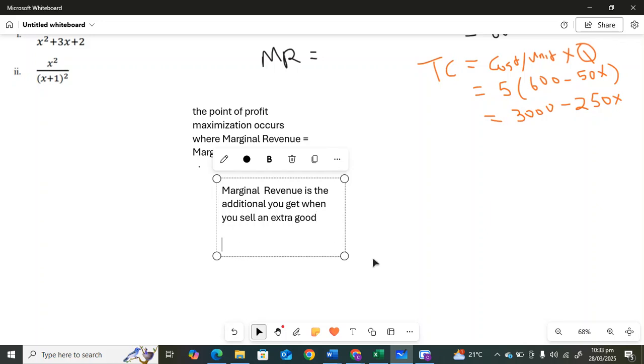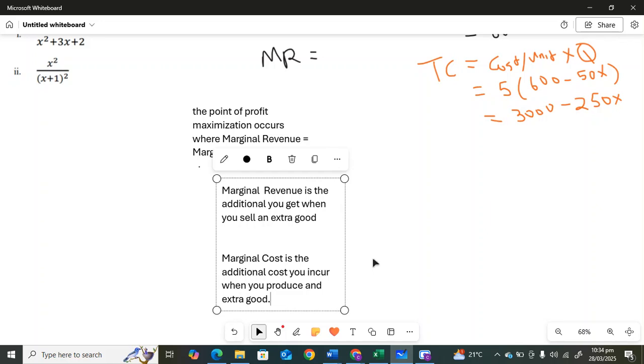Then marginal cost is the additional cost you incur when you produce an extra good. That's what marginal revenue and marginal cost are. Marginal revenue, additional revenue. Marginal cost, additional cost, when you're either selling or producing an extra good.